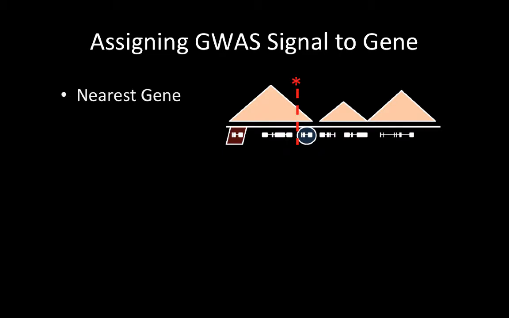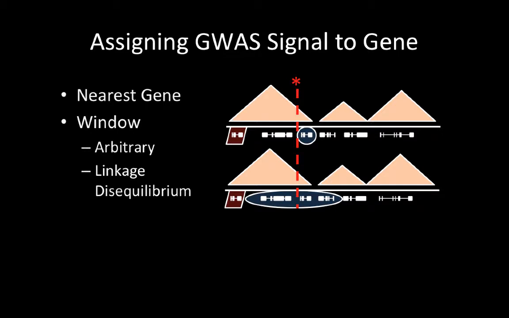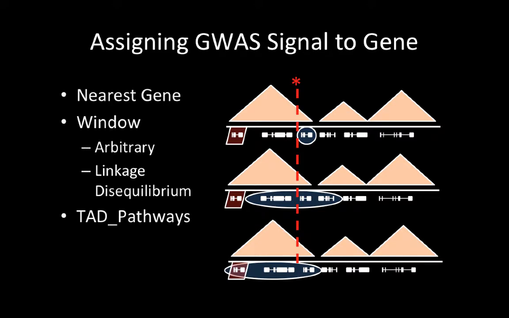Taking a step back, let's discuss how GWAS signals are usually assigned to genes. Most of the time, GWAS publications simply report the nearest gene to the signal. Other times, genomic windows are constructed in hopes that a rough proximity will wrangle causative genes. This window is typically constructed either arbitrarily or based on linkage disequilibrium. Instead, the basis of our method is that we construct windows based on TAD boundaries.